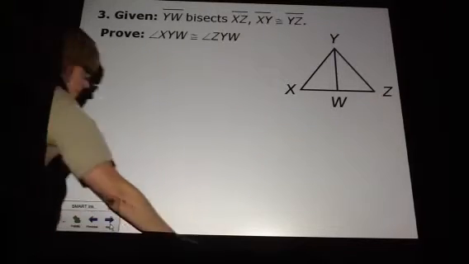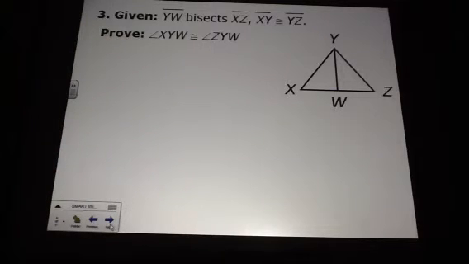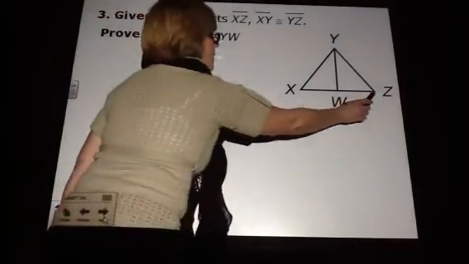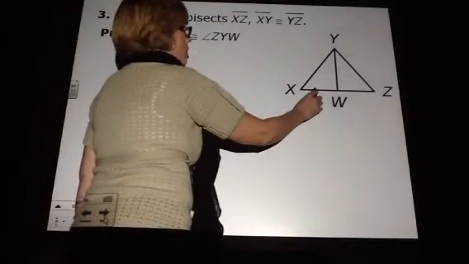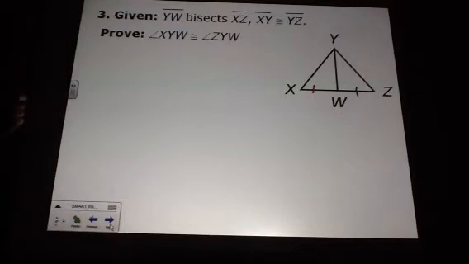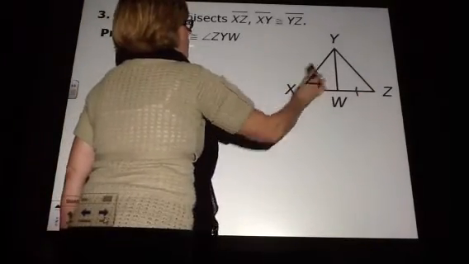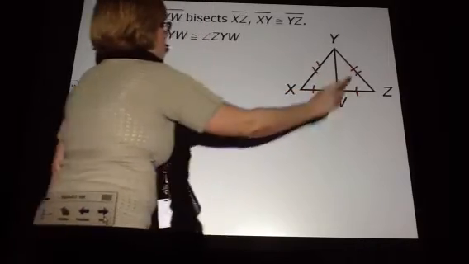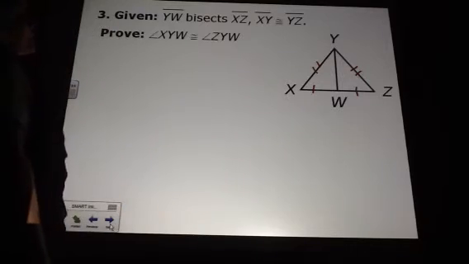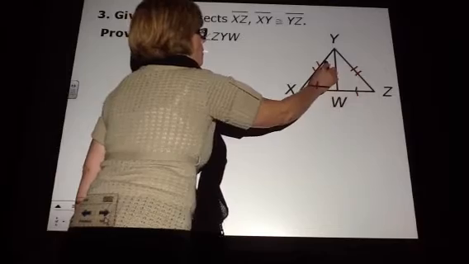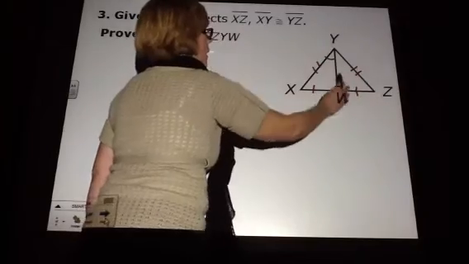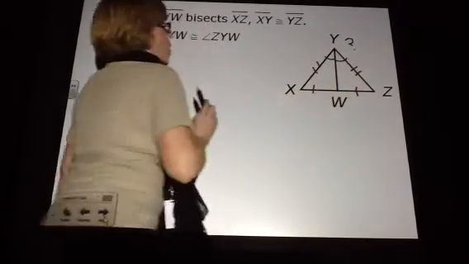All right, now we're going to do a proof here. Segment YW bisects segment XZ. So what information does that give us? It lets us know that XW is congruent to ZW. Segment XY is congruent to YZ. Okay, so we're trying to prove angle XYW is congruent to angle ZYW. That's what we're trying to prove.